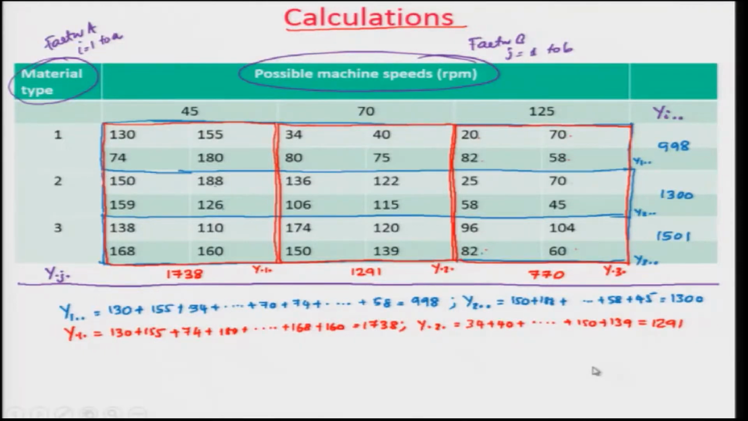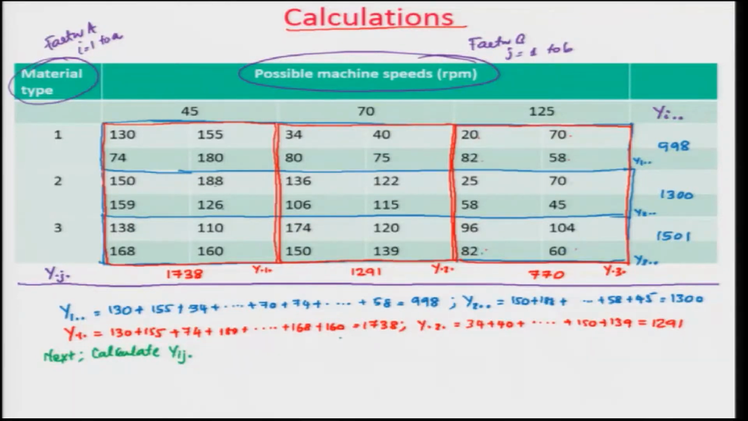The third thing that we need to calculate is the subtotals. So now we need to calculate y i j dot, okay. So y i j dot is for each replication.